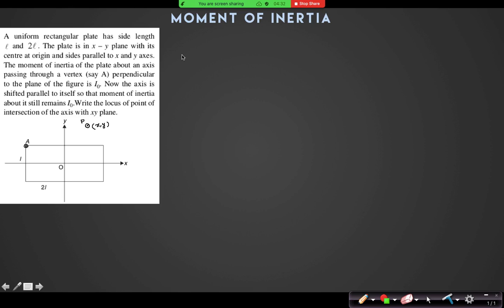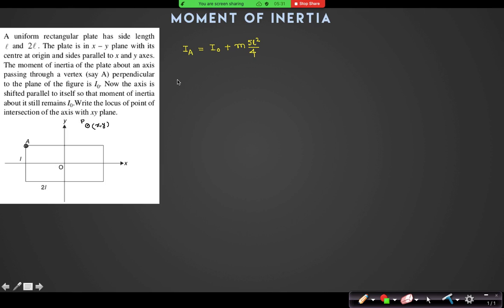If I know the moment of inertia about the center of mass O, parallel to the axis, I_O, then from the parallel axis theorem I can write I at A equal to I_O plus M times the distance squared. That distance squared is (L by 2) squared plus L squared. So L square by 4 plus L square is 5L square by 4.